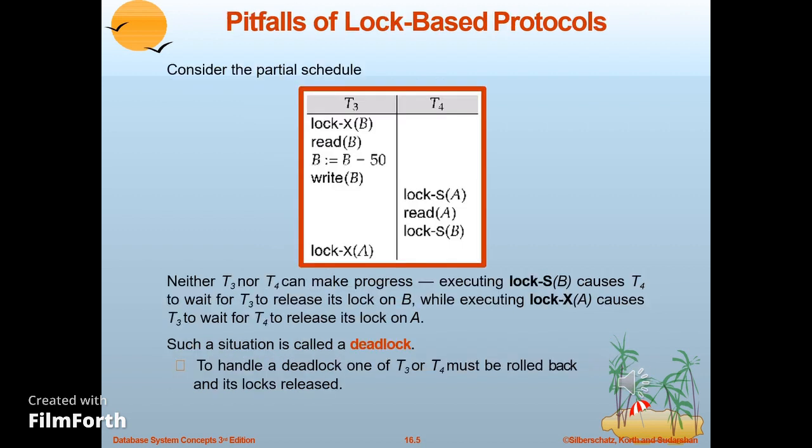Now look at this schedule. Here two transactions are participating in this schedule, T3 and T4. In this schedule, first T3 performs the following operations. It is locking the data item B in exclusive mode. It is reading B, performing the operation B minus 50, then writing on the data item B. Now T4 enters the schedule. T4 first locks the data item A in shared mode. It is reading A. Now it is locking the data item B in shared mode. But now this lock request cannot be granted because the data item B is already locked by the transaction T3. So now T4 is not granted the shared mode lock for the data item B. So it waits infinitely.